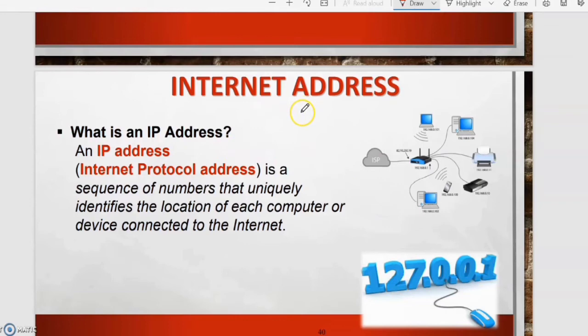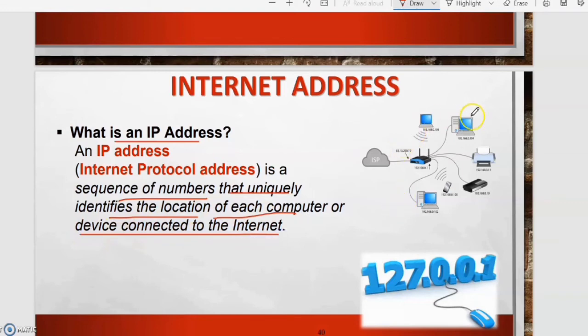Okay, next subtopic, internet address. So you have to know what is an IP address. IP address, Internet Protocol address, is a sequence of numbers that uniquely identifies the location of each computer or device connected to the internet. So if you see, all the devices have their own IP address.